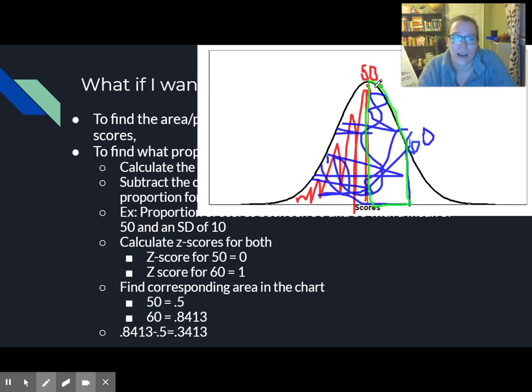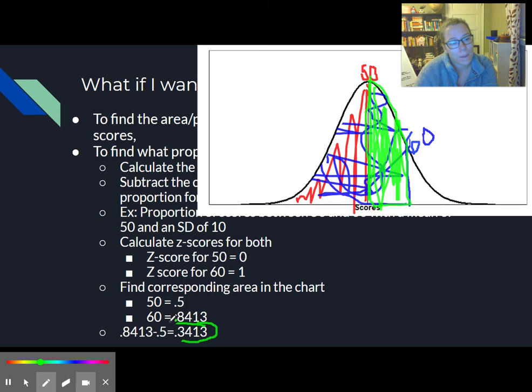All right, so now I know what is green. Green is going to be that. So now I can tell you that 34.13%, or the proportion of scores in between those, is 0.3413. Again, I can easily turn that into a percentage, but I believe I asked you for a proportion on your homework. Please don't confuse them. A proportion is not a percent. They're close. They're talking about the exact same thing, but we have to do an extra step to get a percentage.